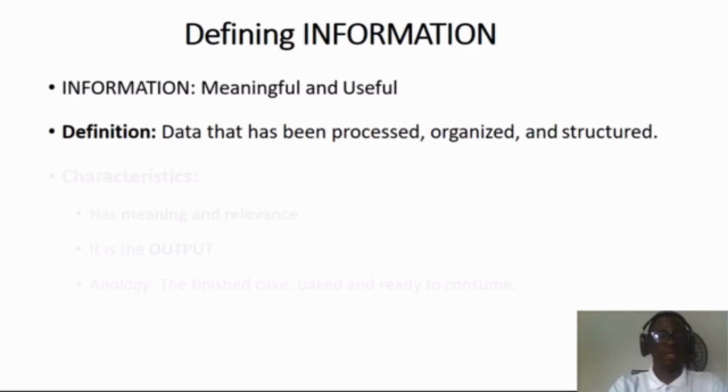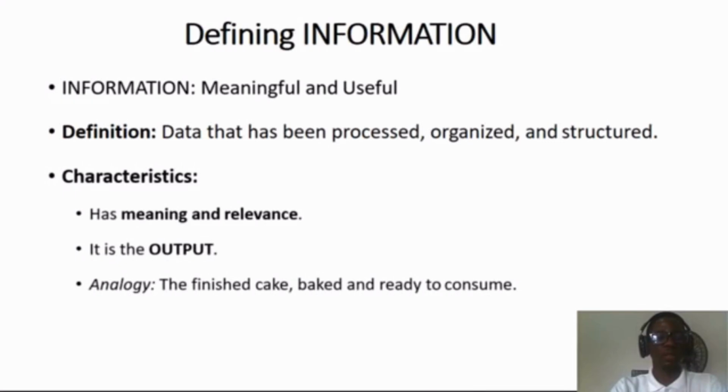Now, checking the characteristics, we said information has meaning and is relevant. It is the output. For example, let's take a spreadsheet where your exam scores are being entered. If I have only the scores of each subject without the total, then all I have is just your data. For example, I can have the score of your computer science first test, second test.